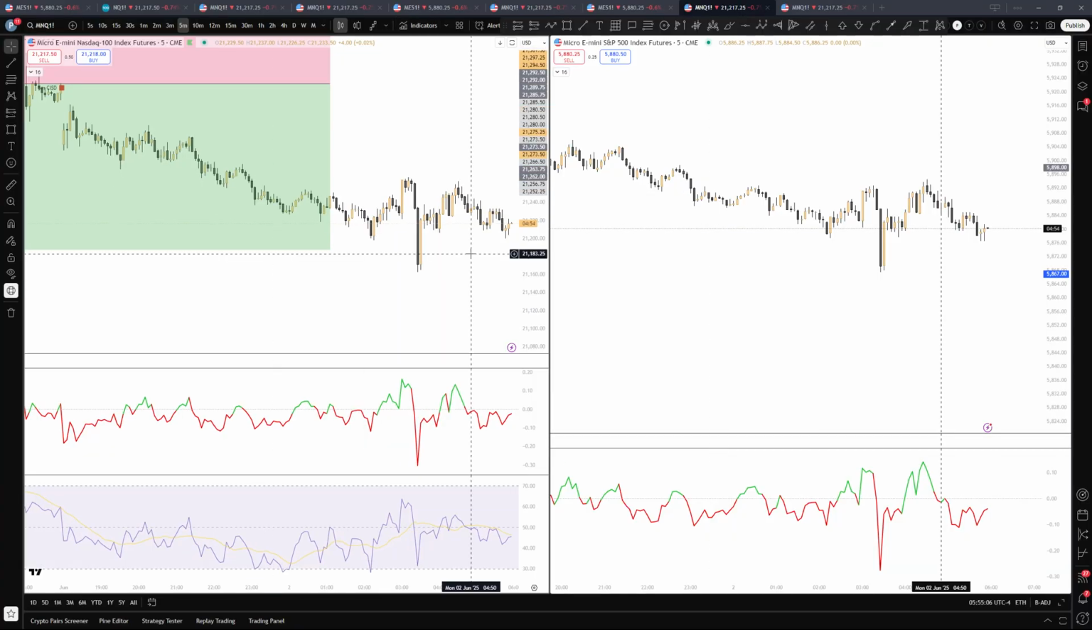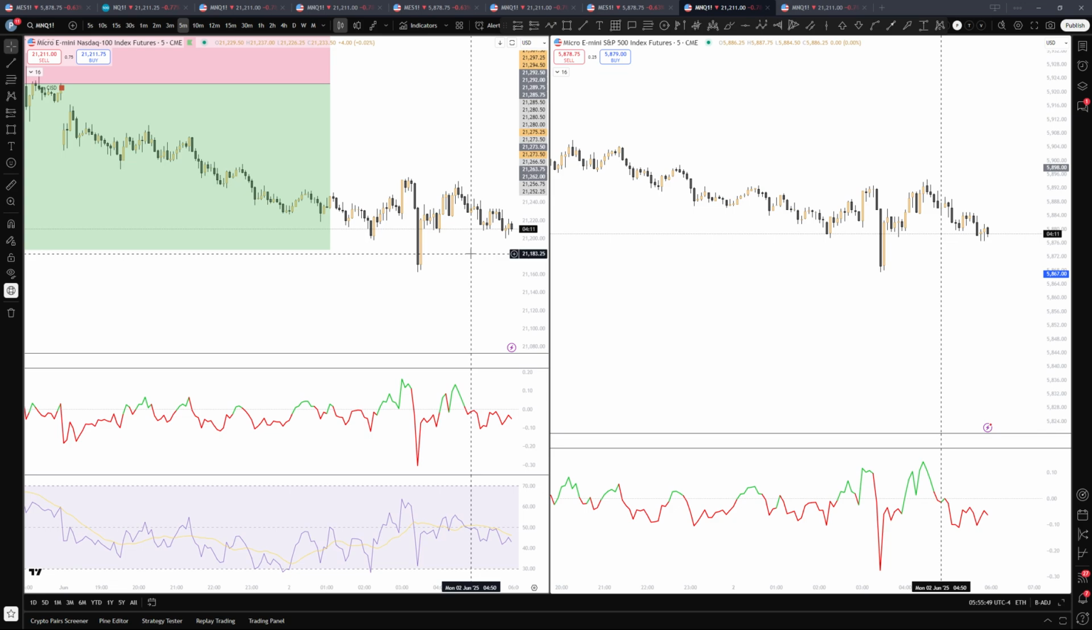Now, what you're going to see is that with a lot of these oscillators, the results can be fairly similar. But there are a few differences, and I find that generally the Disparity Index is very good at picking up on divergence. But if you want to see a full video on the Disparity Index in the future, just let me know in the comments below.